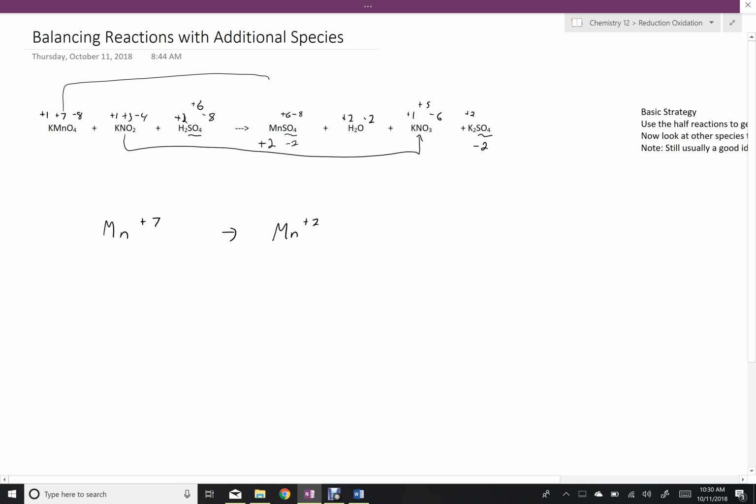So this +7 went to this +2, and this +3 went to this +5. And that is my oxidation, because the oxidation number is getting bigger. Now to make this work, I can again think of balancing the charges. So that would be 2 electrons. Or I can think about, to go from +3 to +5, it must have lost 2 electrons.